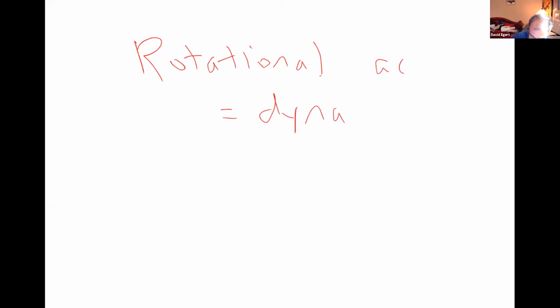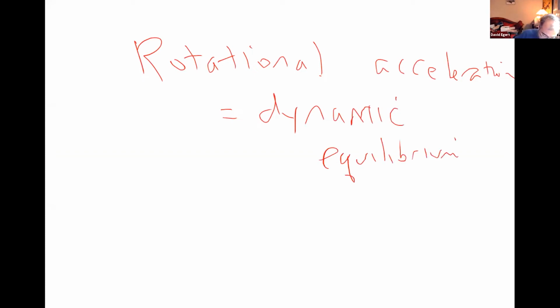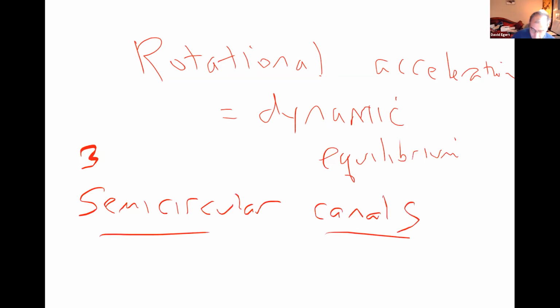So rotational acceleration, dynamic equilibrium. These are our three semicircular canals. If there are things that affect the pressure in there of those fluids, you can get very debilitating vertigo, where you just always feel kind of dizzy.